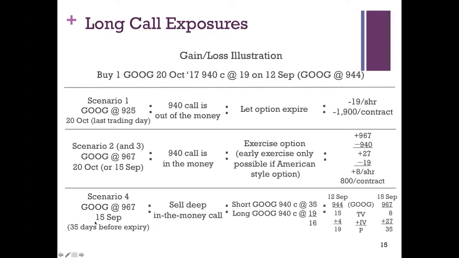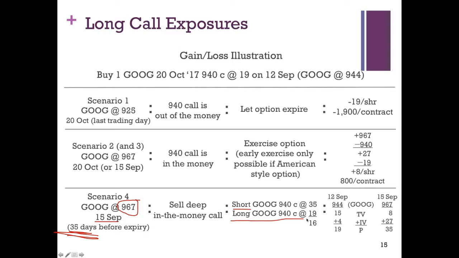This assumes, again, that by September 15th, Google has traded to 967. Now, that's 5 weeks, 35 days prior to expiration. But there is another way out of the option besides exercising it. In fact, the way most profits on valuable calls is realized is not through exercise, but through a closing sale.